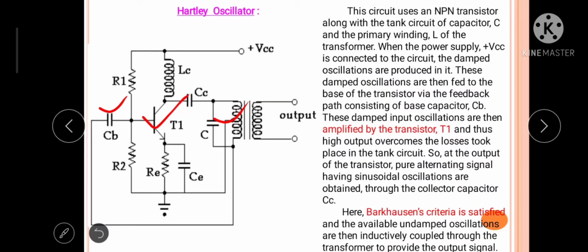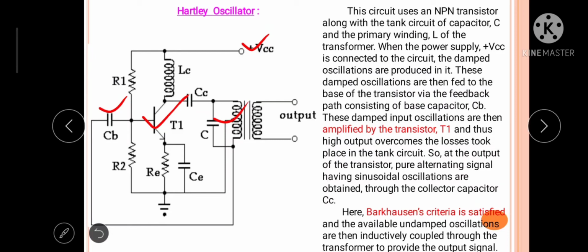The Hartley oscillator circuit uses an NPN transistor along with the tank circuit of capacitor C and the primary winding L of the transformer. When the power supply VCC is connected to the circuit, damped oscillations are produced in it. These damped oscillations are then fed to the base of the transistor via the feedback path consisting of the base capacitor CB.